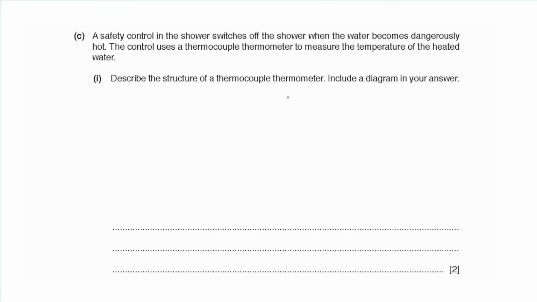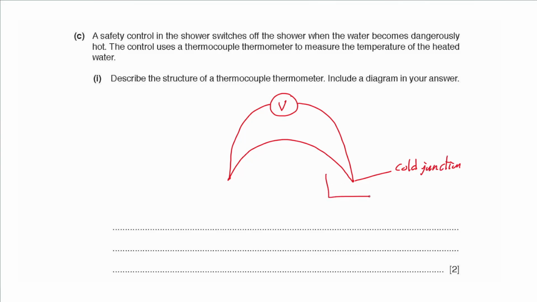So we can only use the diagram since it includes everything. So we have a voltmeter with two wires coming out of it. And at the ends of the wires, we connect these ends with another wire, and we call one side of these ends the cold junction, and this junction is immersed into pure melting ice. So we label that pure melting ice. And on the other side, we have the hot junction, and we label the wires.